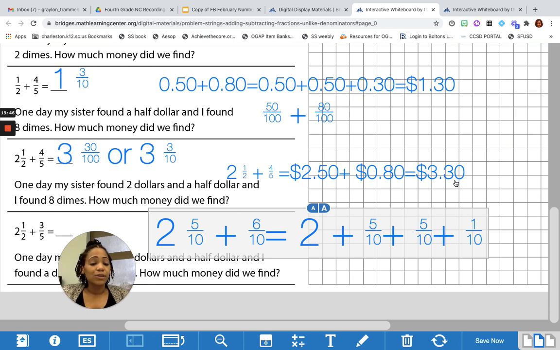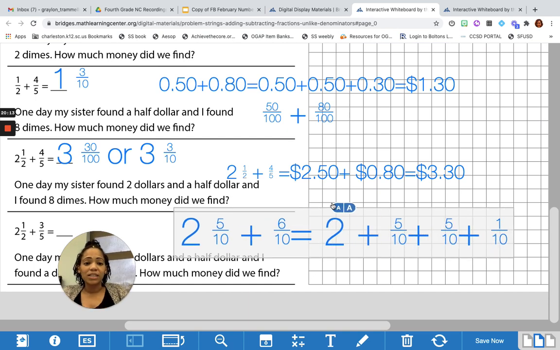But you could also think about it in terms of finding common denominators like we've done earlier. Or think about it in terms of coins. So here's common denominators. I have 2 wholes, 5/10, and then my 6/10, which I broke up into 5/10 and 1/10. 5/10 plus 5/10 is 10/10, which is 1 whole. So I have 2 plus 1 whole plus another 10th, which is 3 and 1/10.